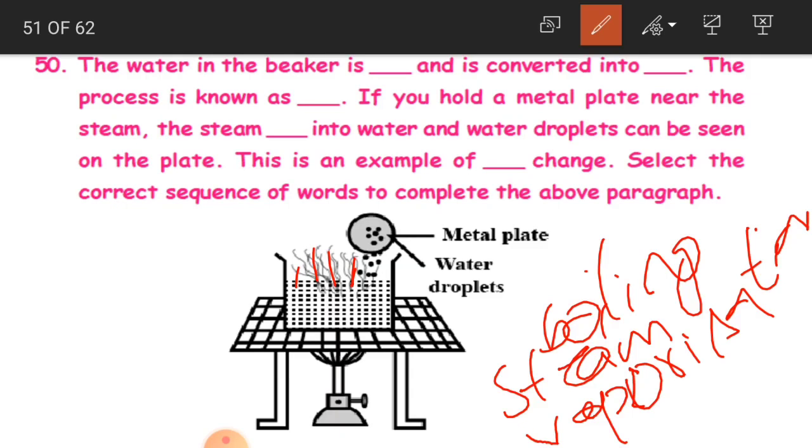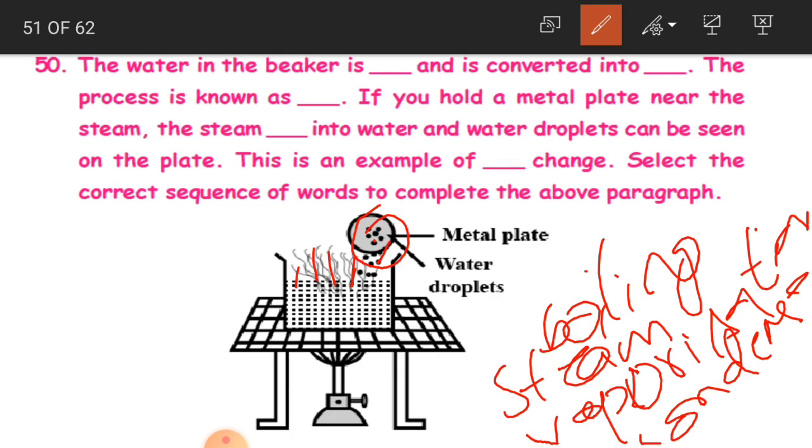And then if you hold a metal plate near the steam dash, so this is the metal plate, children. When you hold this metal plate near the steam, what happens? The steam dash into water. In this, the steam condenses. The steam is going to form water droplets. So it is going to condense into water, and water droplets can be seen on the plate.